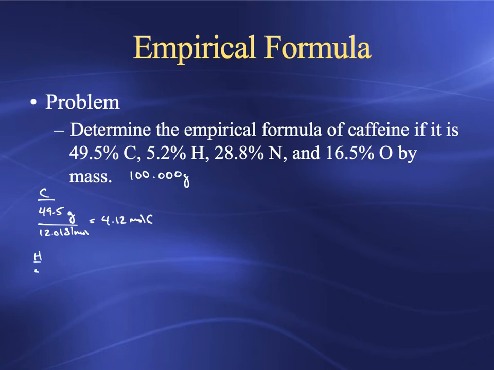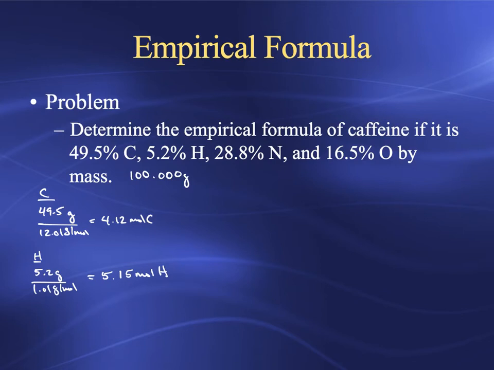Now we need to do it to the other elements. Hydrogen: we've got 5.2 grams of hydrogen divided by its molar mass, 1.01 grams per mole. 5.2 divided by 1.01 is going to be very close to 5.2, a little bit less. I'm going to use 3 significant figures here just to give us a better number to work with: 5.15 moles of hydrogen.